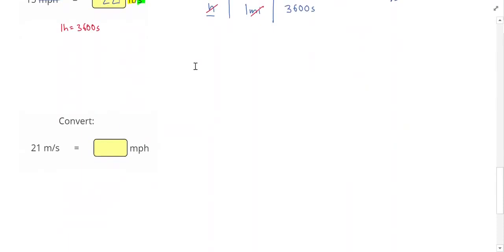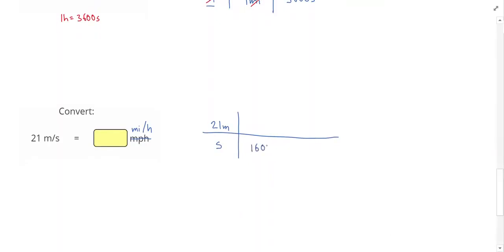Coming down to our last problem, I want to convert 21 meters per second into miles per hour. Again, I'm going to think of miles per hour as mi over h. Setting up my train tracks, I start with 21 meters per second as my given. I need to change meters into miles. I'm going to use the conversion factor that 1,609 meters equals 1 mile. Meters was on the top, so I need that 1,609 meters on the bottom and miles on the top.